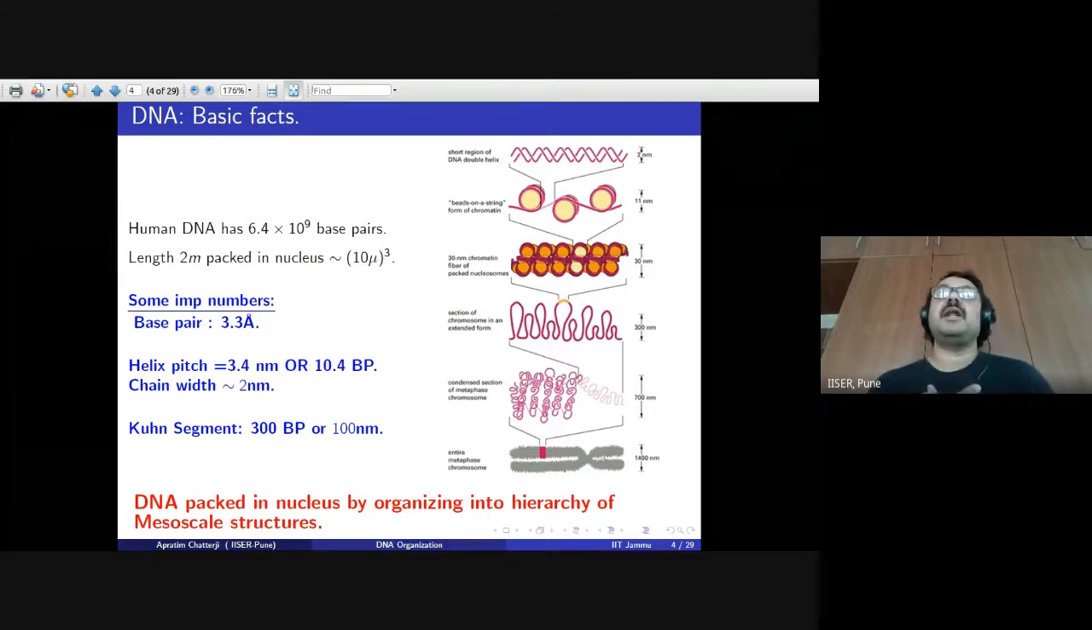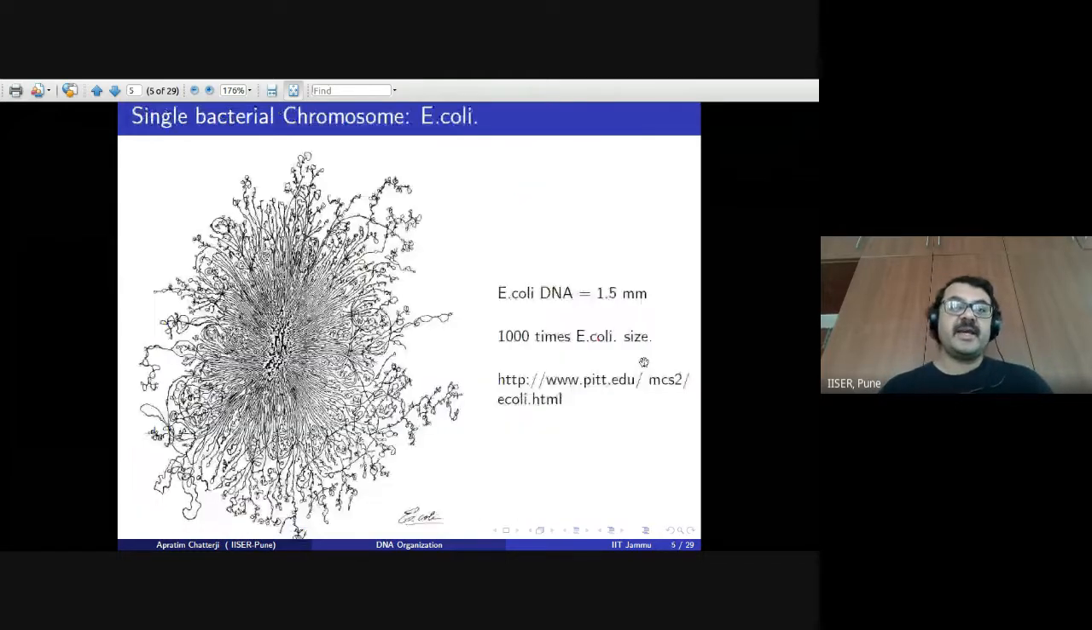Furthermore, these are a large number of polymers, DNA polymers, which are present inside the nucleus. I'll be looking at simpler systems called bacteria, because the bacterial system I'm choosing has just one single DNA. They have fewer complications in terms of proteins. So I'll be looking at the E. coli bacteria and some other bacteria as well called Caulobacter crescentus.